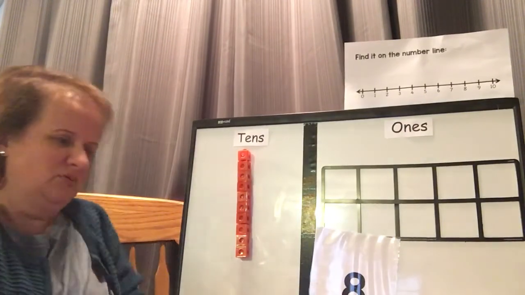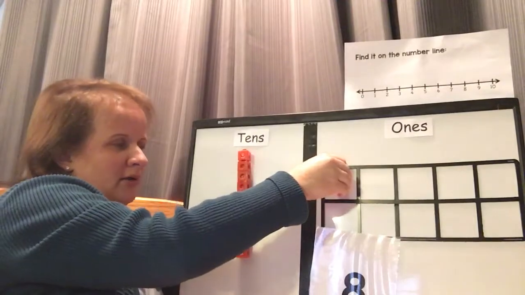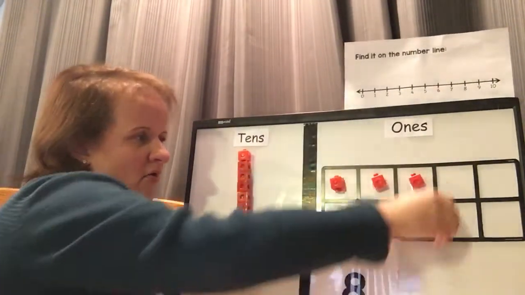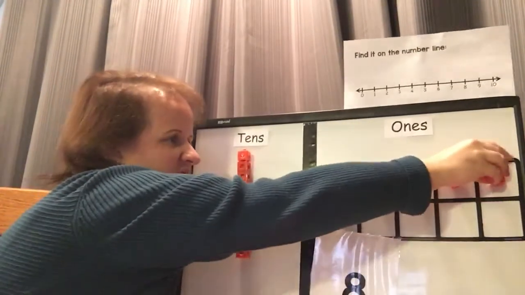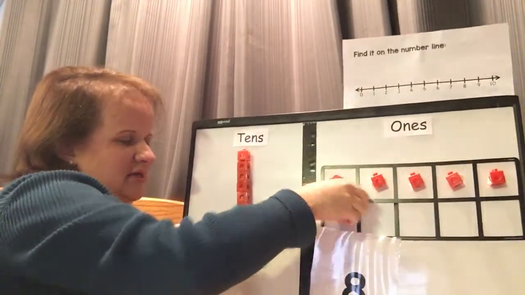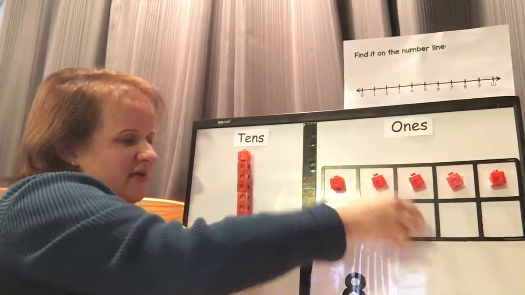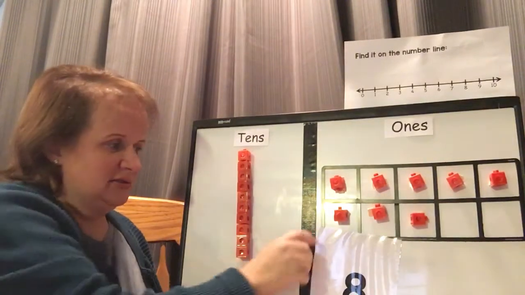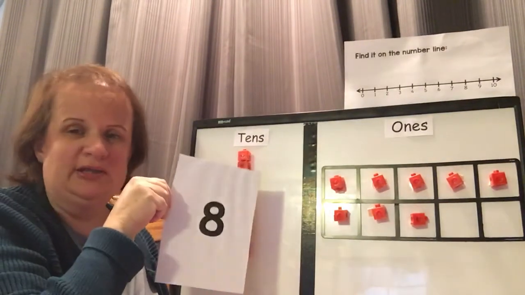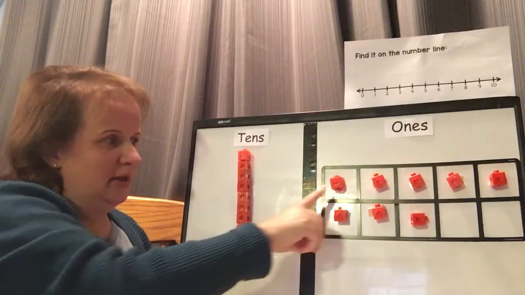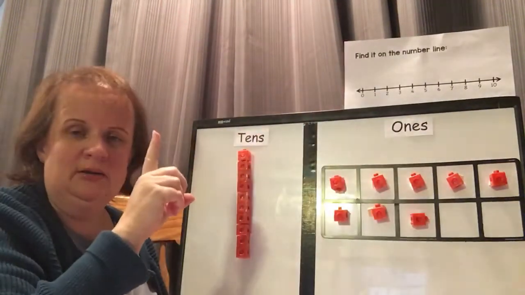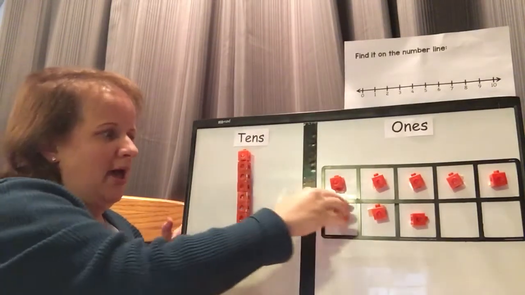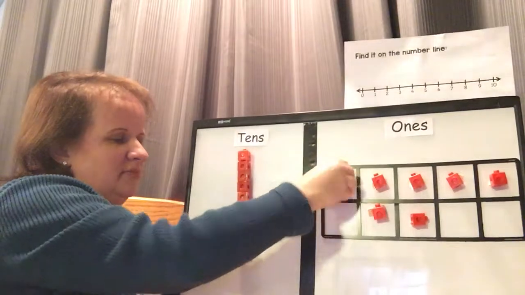Can you help me count to 8? 1, 2, 3, 4, 5, 6, 7, 8. I have 8 ones. There are 8 ones in my 10 frame. Each block is 1, and there are 8 of them. Now, let's see what number comes next.